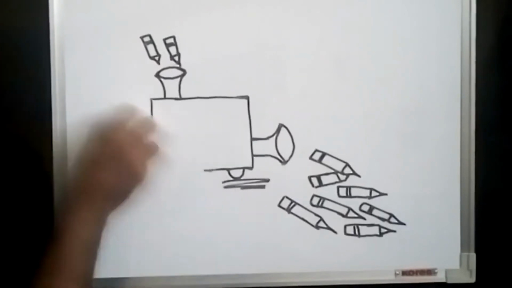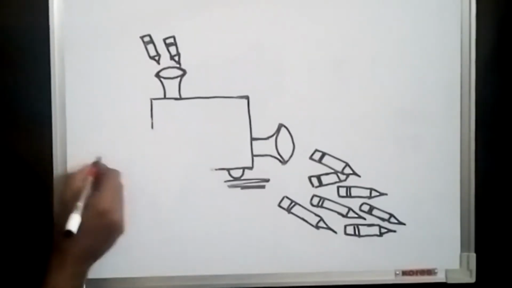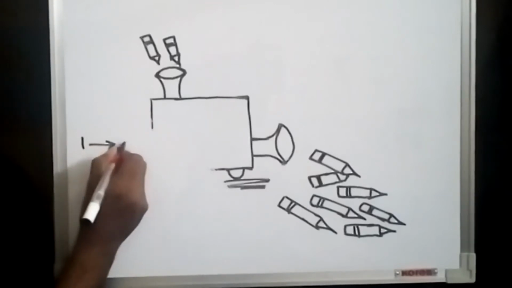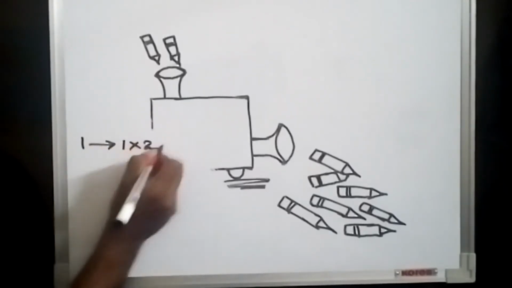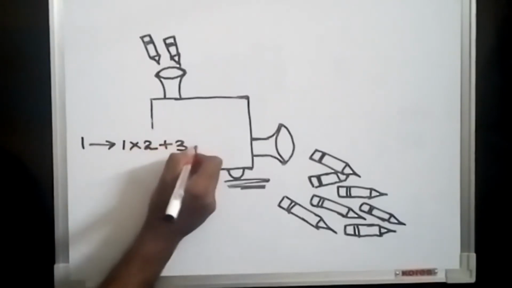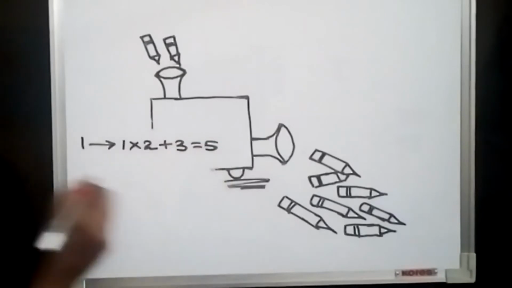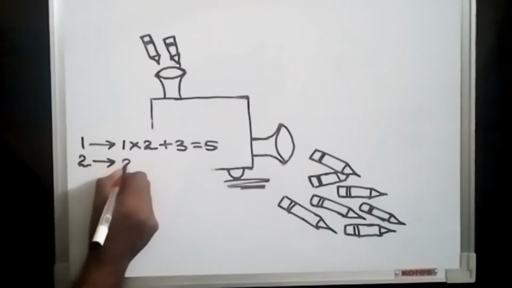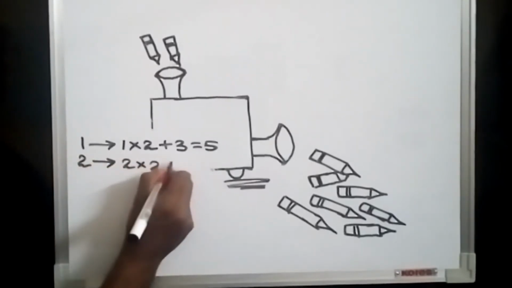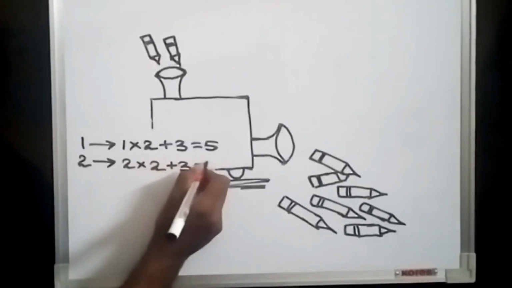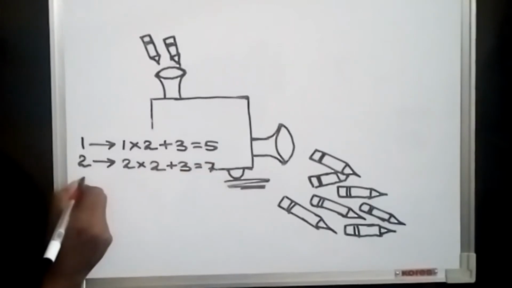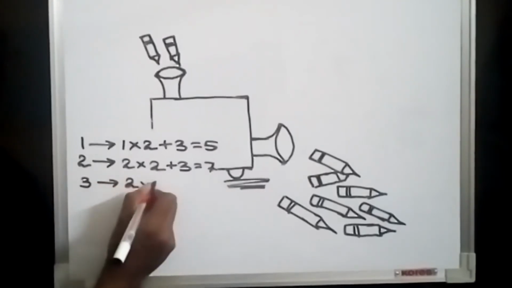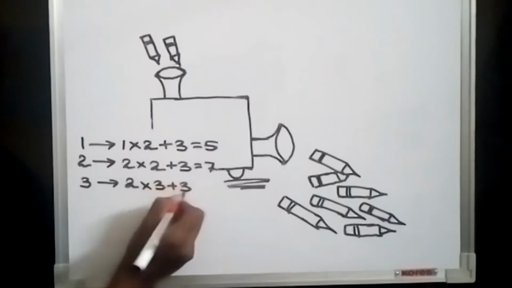Thus, if I put 1 into this machine, the machine will double it, 1 into 2, and 3 is added, that equals 5. And if I put 2 into this machine, I will get 2 into 2 plus 3 equal to 7. If I put 3 into this machine, I will get 2 into 3 plus 3 equal to 9.